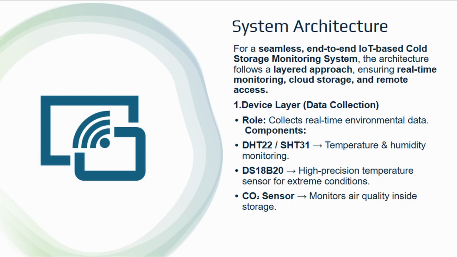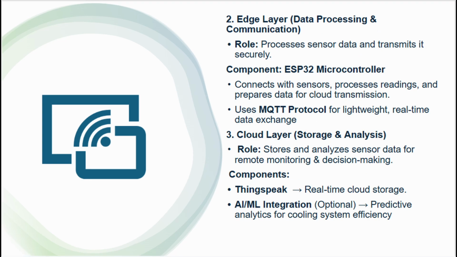And now coming to the system architecture. Here we have used a layered approach which ensures real-time monitoring, cloud storage and remote access. The first layer is called the device layer, which contains all the sensor components that collect the environmental data, like DHT22, DS18B20 and CO2 sensor. Coming to the next component, the edge layer. Here it mainly contains the ESP32 microcontroller, which connects the sensors, processes readings and prepares data for cloud transmission.